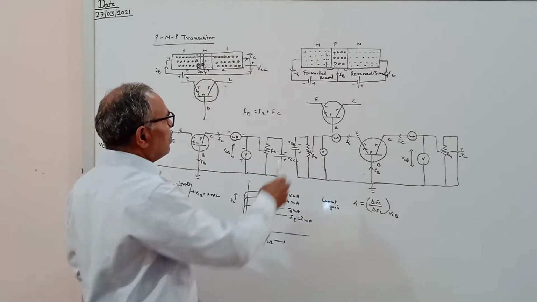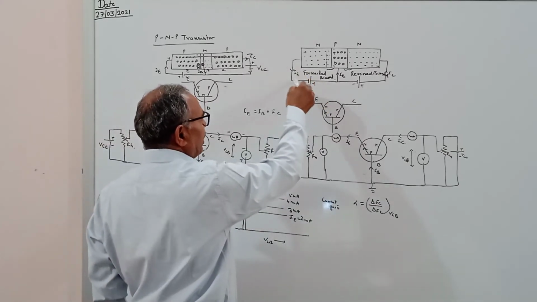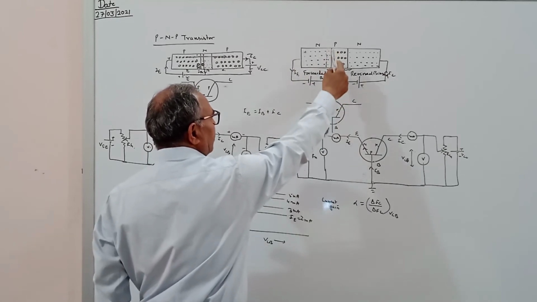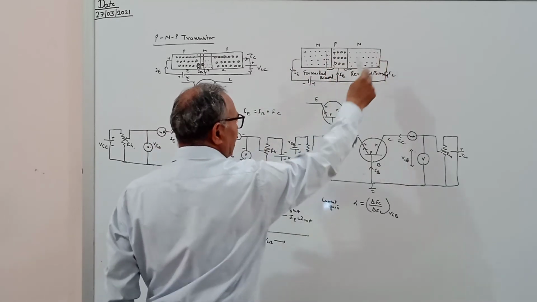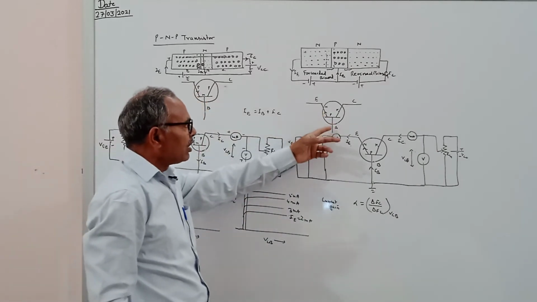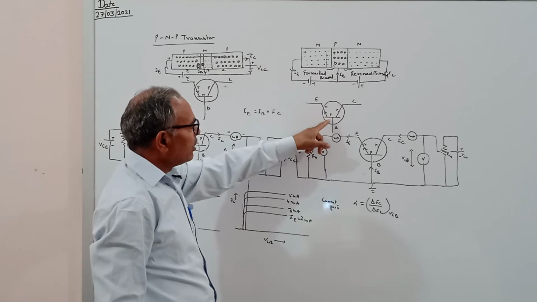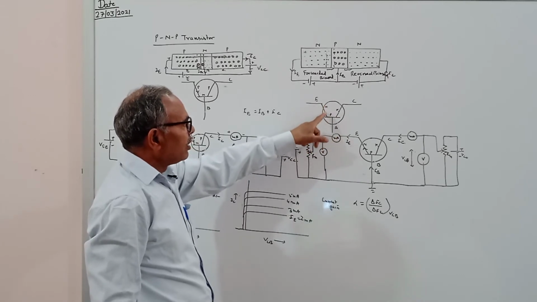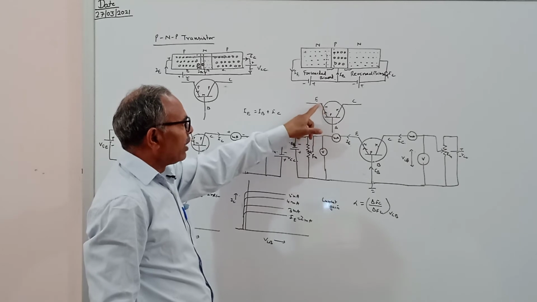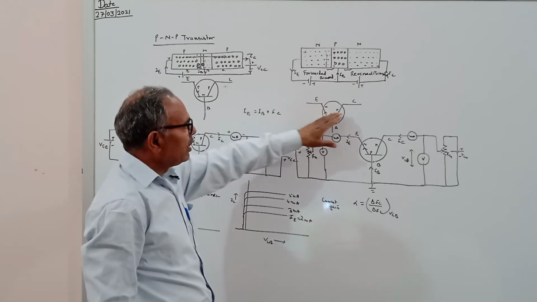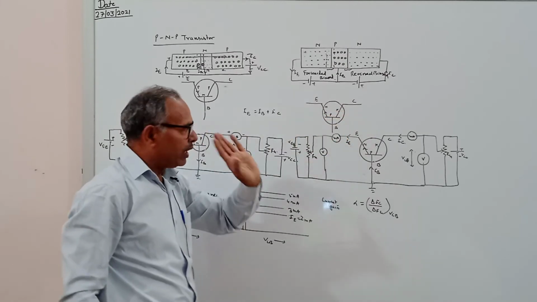So the current direction will be from negative to positive in the output circuit, that is IE, and IB will flow from here to here, and this is the negative to positive, the collector current will flow from here. The symbol of the PNP transistor will be this, and the direction of the current will be from P to N. So the direction of the internal current will be P to N. With the arrow we have to represent from P to N. This is emitter, this is collector, and this is the base.